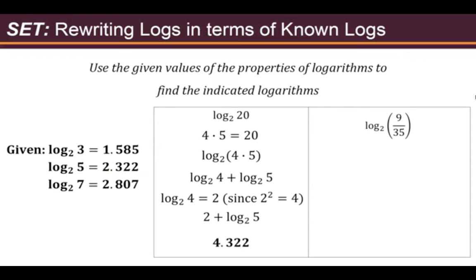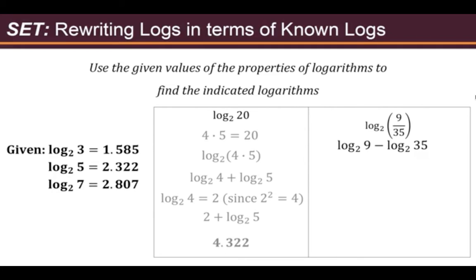For our second logarithm, log base 2 of 9 over 35, we can see right away that we can rewrite this logarithm using the log of a quotient rule. Log base 2 of 9 over 35 equals log base 2 of 9 minus log base 2 of 35. Because we don't know the value of these two logarithms, we need to break down each number further. We know that 3 squared equals 9 and that 5 times 7 equals 35, so we can use this to replace the numbers in our equation and then use the log of a power rule and the log of a product rule.